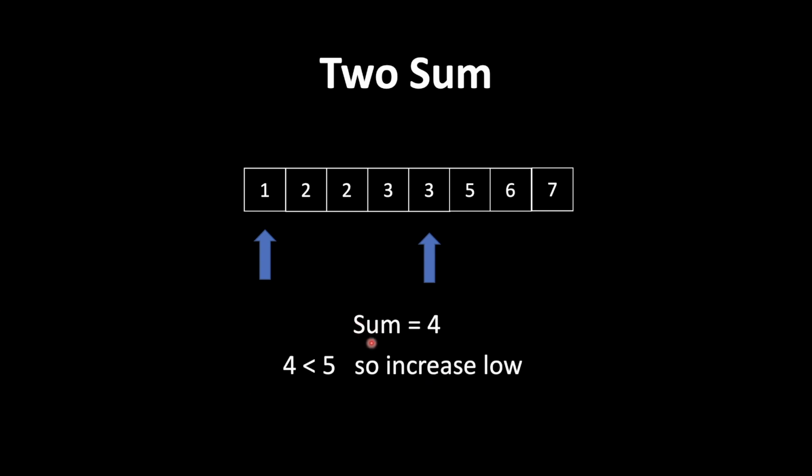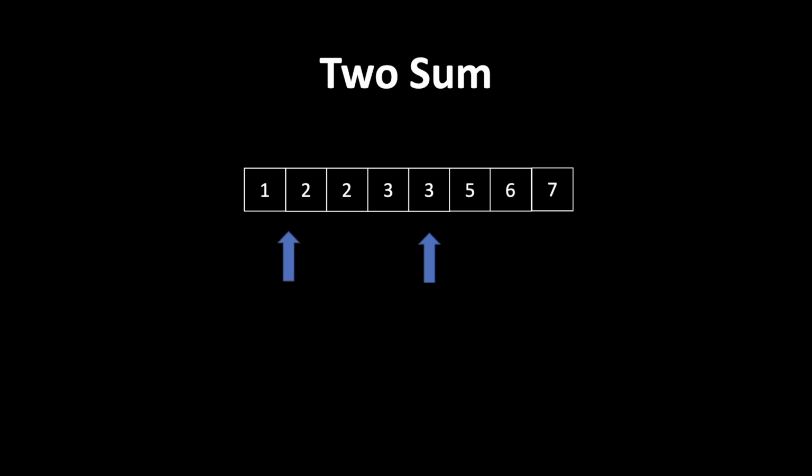Now our sum is 4, that is 1 plus 3, and 4 is less than 5. So we need to increase our sum. So we will move this pointer to increase it. We will increase low. The sum is 2 plus 3, which is 5. So 5 is equal to 5, we found it. So we will return this low and high pair of indices.